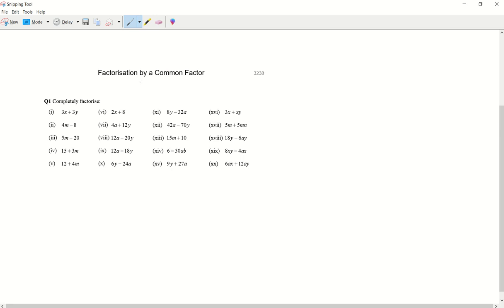Hi guys, this is the worksheet from Maths Online. It's one from last week, but it's one a couple of people have asked me questions about, factorisation by common factor. It's the last one in Algebra, and how do we do it?